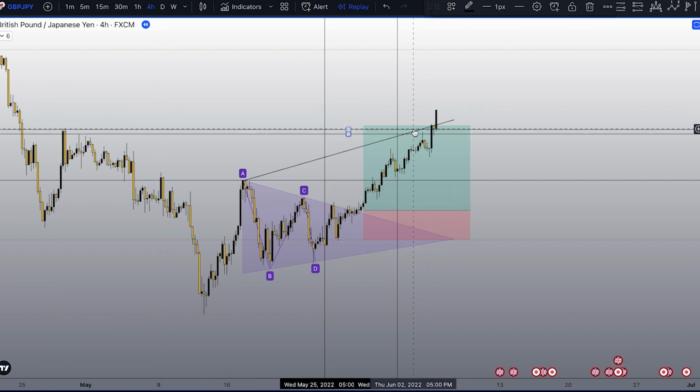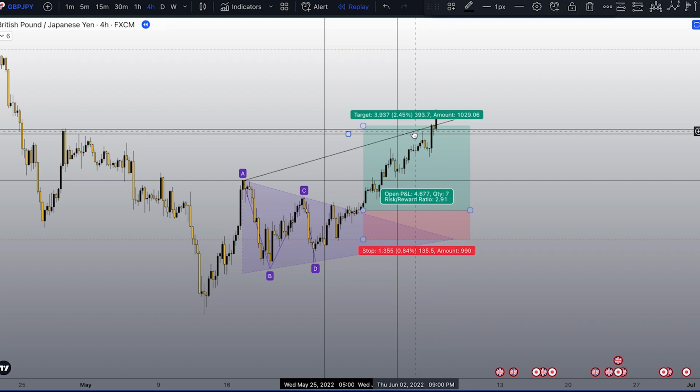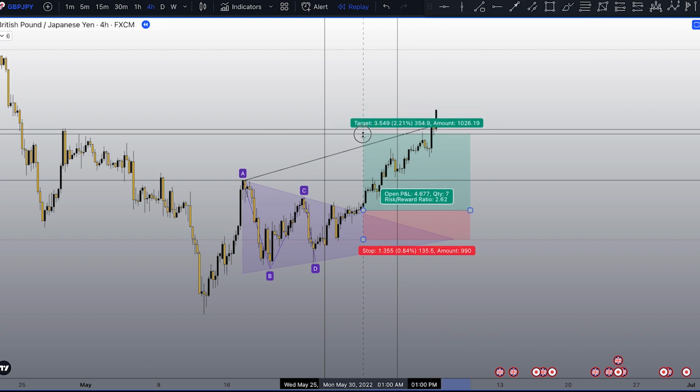So you would look at this trend line. You would look at that level right there. And you would say to yourself, when price breaks through that zone, I get out. So what if you just brought it to the bottom of that zone? You're still at 350 pips. Even if you didn't get all the way up to the top, you're still at 355 pips, and you're still at a 2.6 risk to reward.